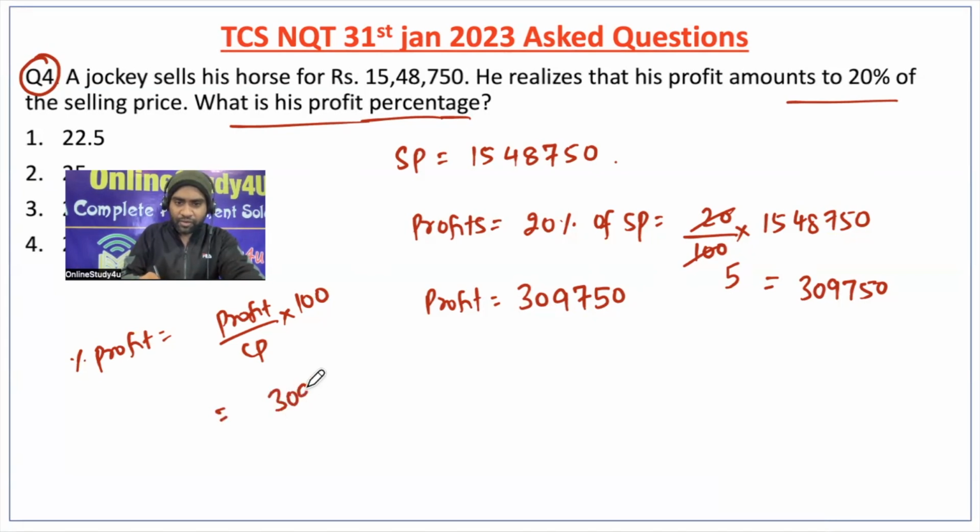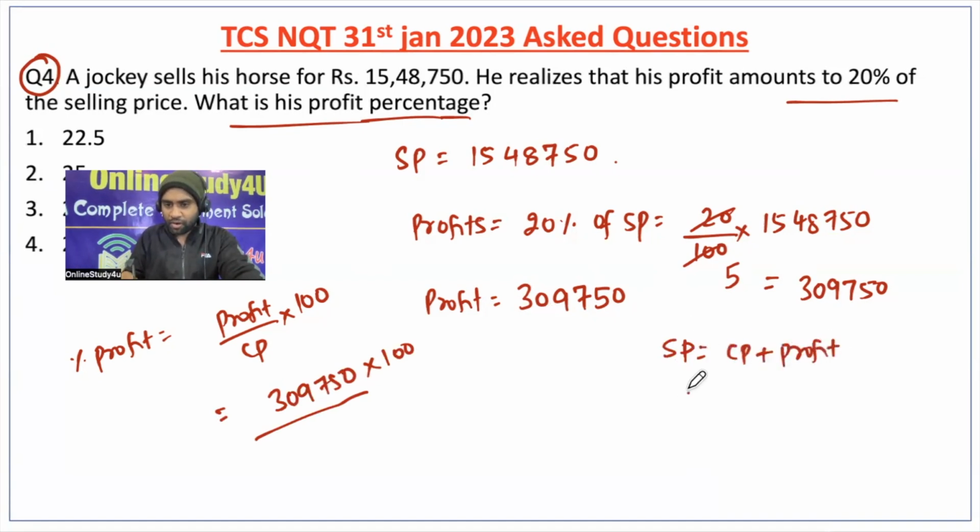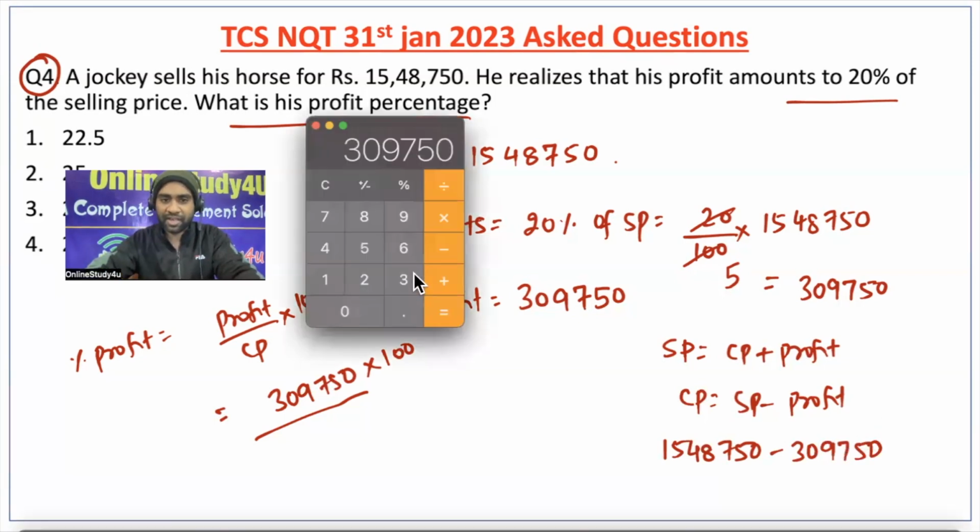Profit, 3,09,750 into 100. Now how do we calculate the cost price? Selling price is equal to cost price plus profit, so cost price is selling price minus profit. The selling price you already know, 15 lakhs 48,750, minus your profit of 3,09,750. Just subtract it. I will directly do minus 15,48,750, so here you will have a positive value: 12,39,000.